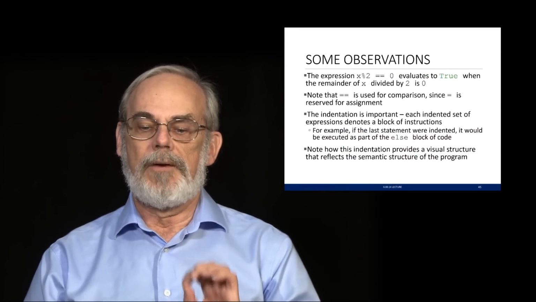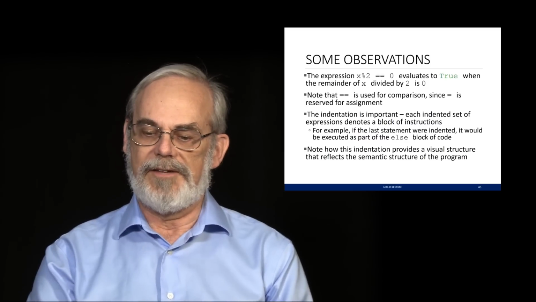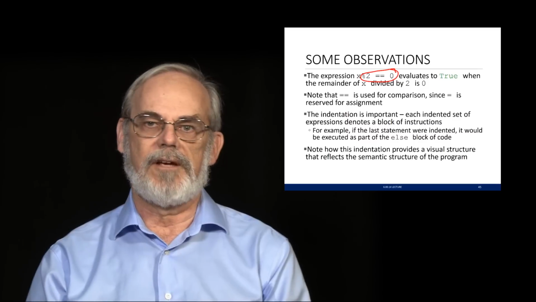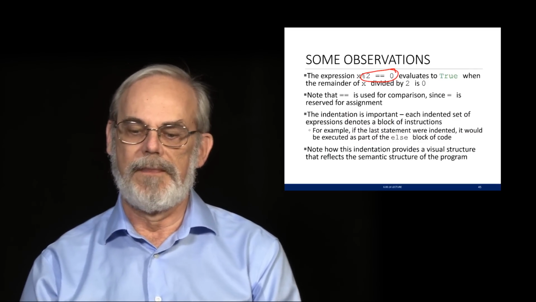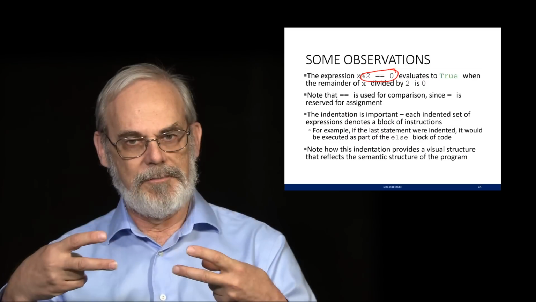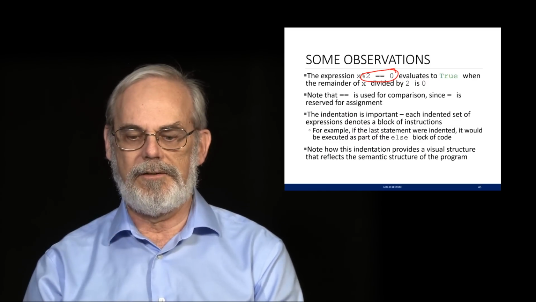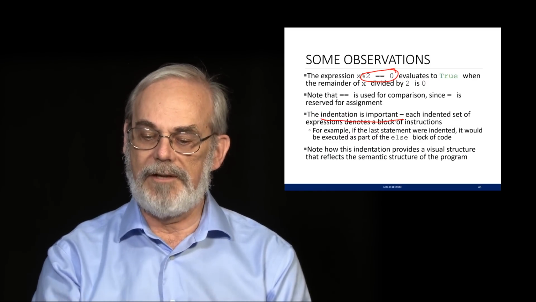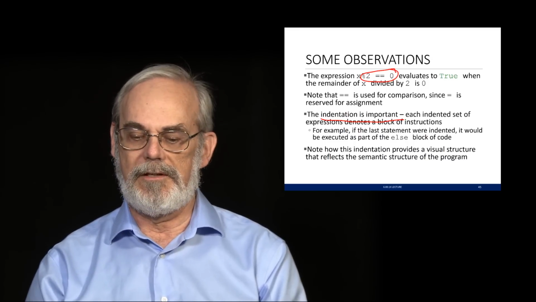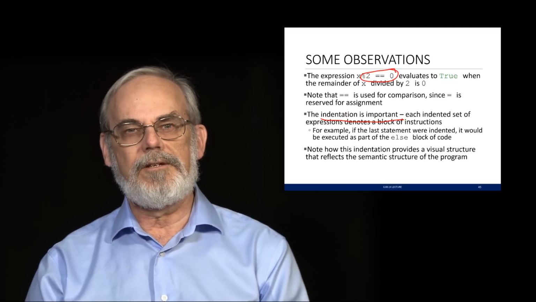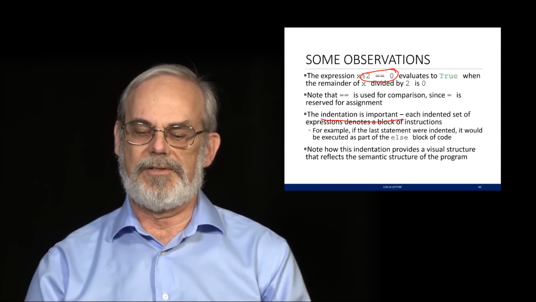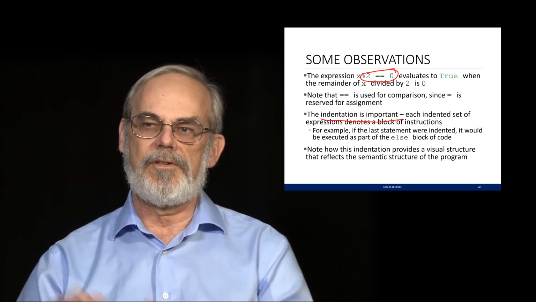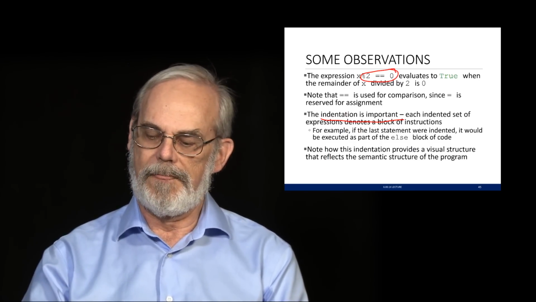I've already said this, but I want to recap it. I've got a test. It evaluates to true, when in fact in this case x divided by 2 has a remainder of 0. As I've already said, notice the double equal sign rather than a single equal sign to do the comparison. As I've also said, the indentation is really important. It tells us what pieces are associated together. And notice how that indentation gives us a nice visual structure for seeing where the code is, to see the semantic structure of the code. What's the true block? What's the false block?